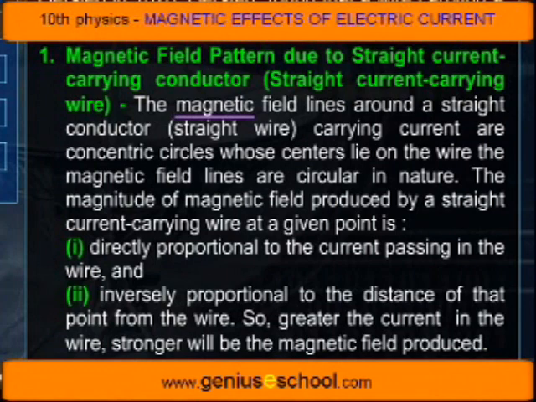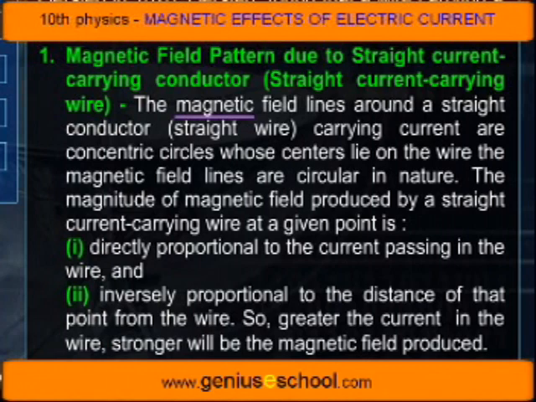Magnetic field pattern due to straight current carrying conductors, that is, a straight current carrying wire. The magnetic field lines around a straight wire carrying current are concentric circles whose centers lie on the wire. The magnetic field lines are circular in nature.